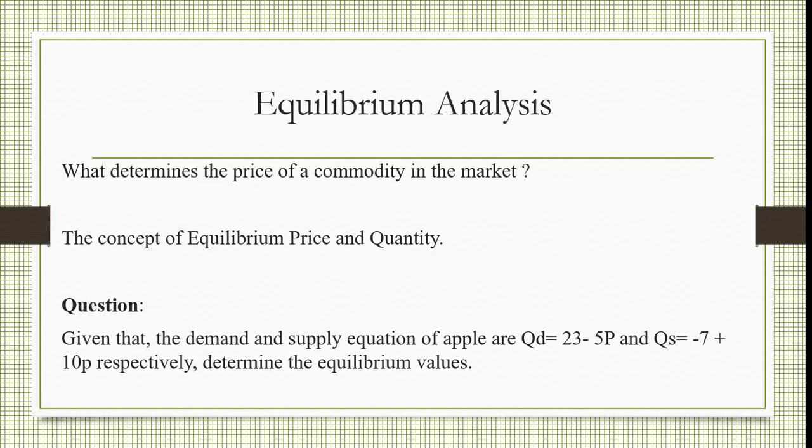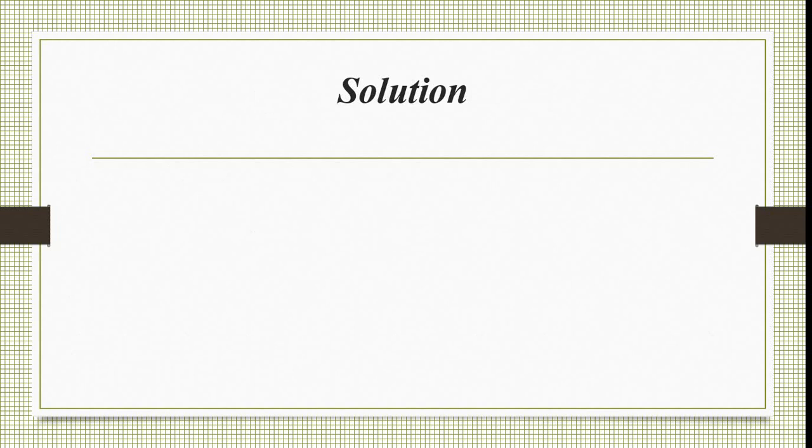Determine the equilibrium values. Now, how do we determine equilibrium values? I said earlier that the point where the demand curve cuts the supply curve is the point of equilibrium. So at equilibrium, we always make the assumption that the quantity demanded minus quantity supplied is equal to zero. The excess demand should be equal to zero at equilibrium. It's just the same as the demand curve cutting the supply curve. They are meeting each other, so they're going to be equal.